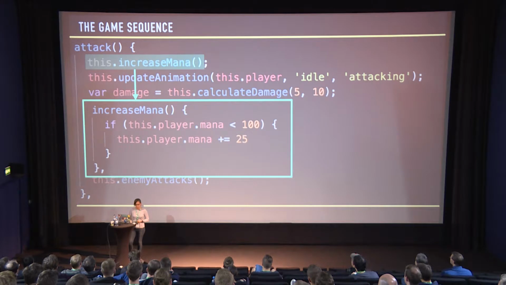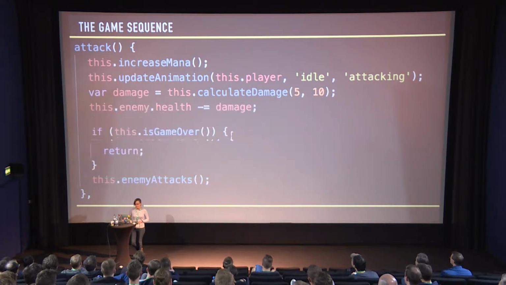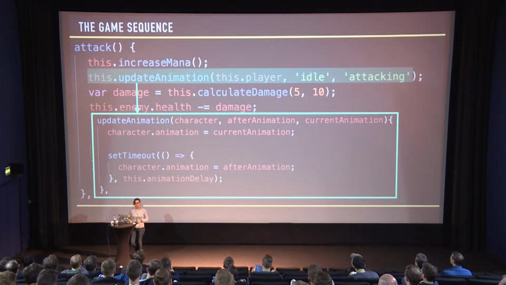The increase mana method is super simple. It's just going to check if the mana is still under 100, and if it is, it's going to increase it by 25. And then we have this update animation method that we can use both for our character and also for the enemy. Basically, it's just a set timeout. We update the animation immediately to whatever we passed as parameter. In this case, we're immediately changing the animation from idle to attacking, and after the set timeout, after that animation delay, we put it back to idle.